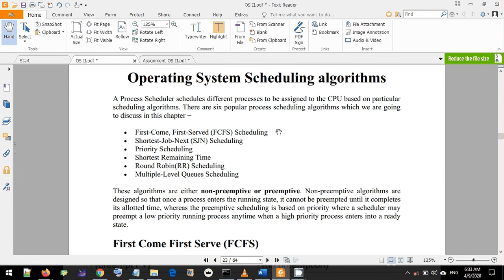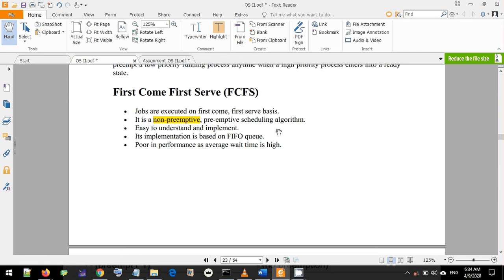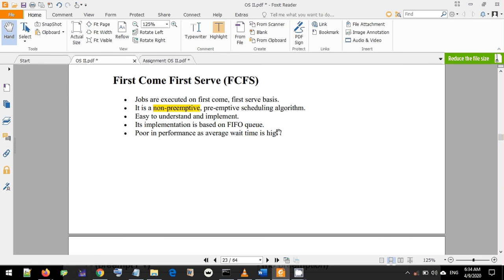Now, there are several scheduling algorithms. We have the first come first serve scheduling algorithm, which is done on the first come first serve basis. Shortest job next scheduling algorithm, which is done on the shortest job first basis. The priority scheduling, shortest time remaining, round robin, and multi-level queue scheduling. Let's start with the first come first serve scheduling algorithm.